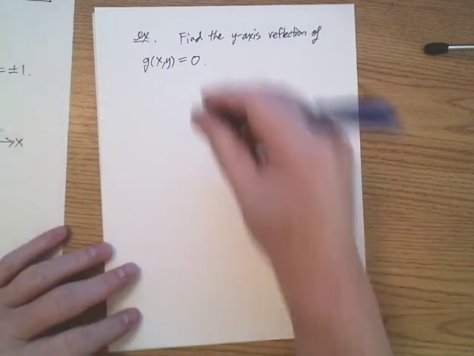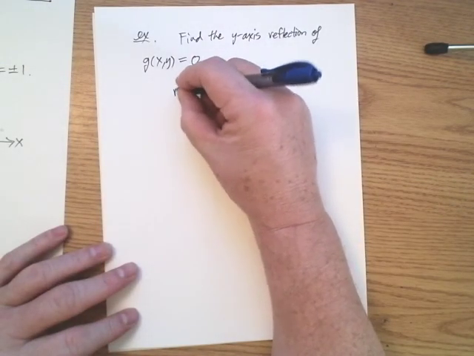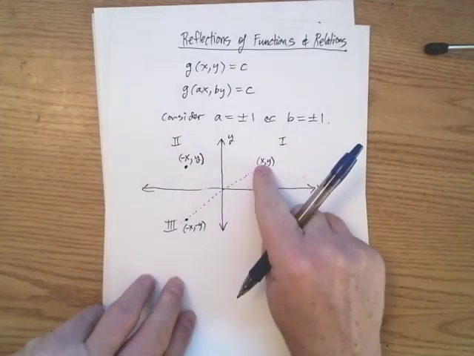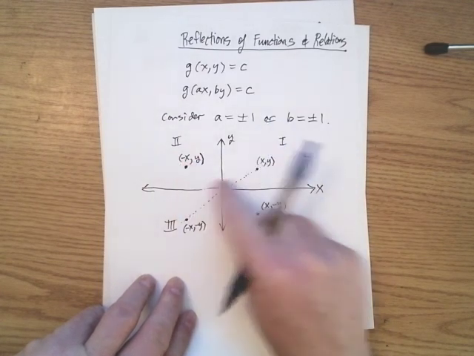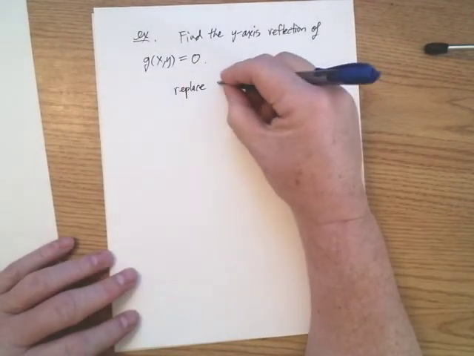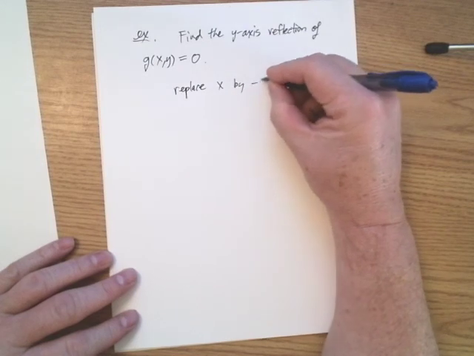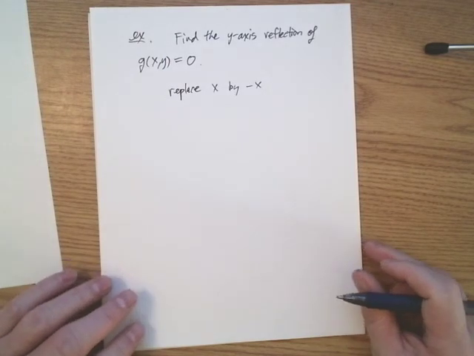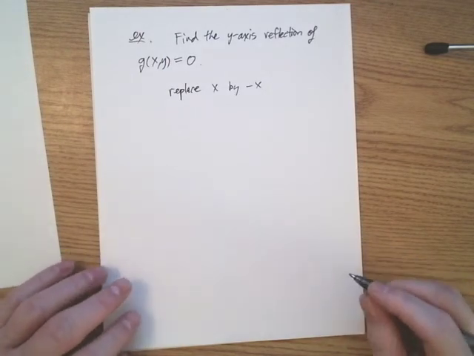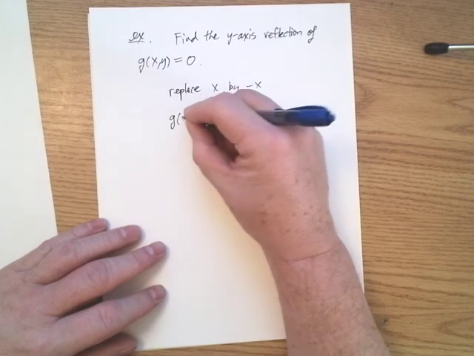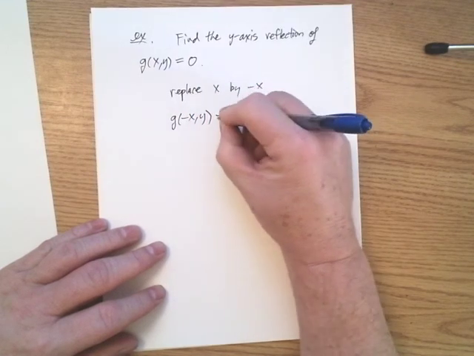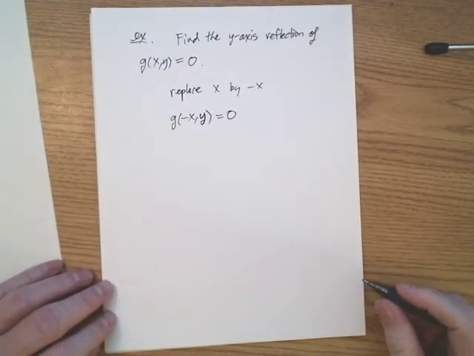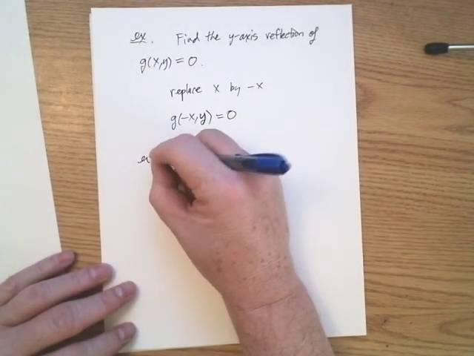But here's all you have to do. You're doing a y-axis reflection. Replace x by negative x and leave y alone. Replace x by negative x, and that's all. I'm not going to say leave y alone; we'll just assume we leave y alone because I'm not writing anything. So it would end up being this. There it is. Now, let me give you, like I said, a concrete example.